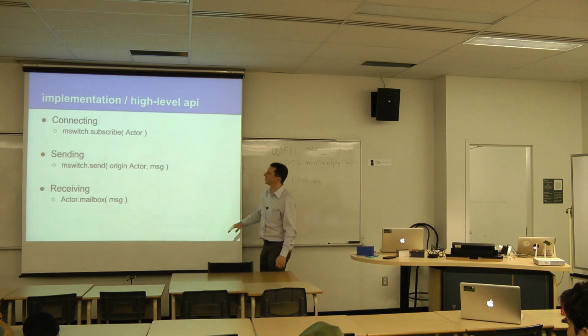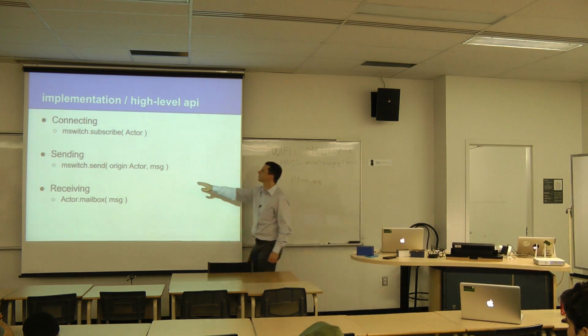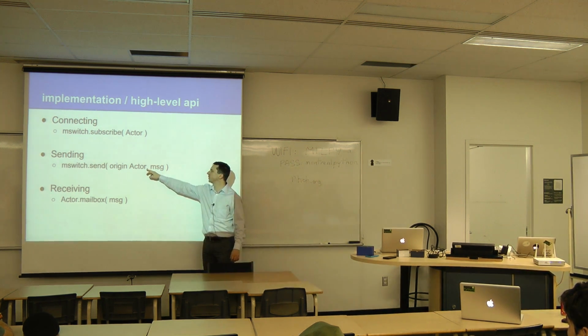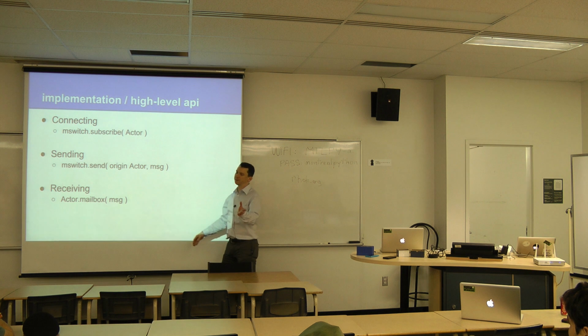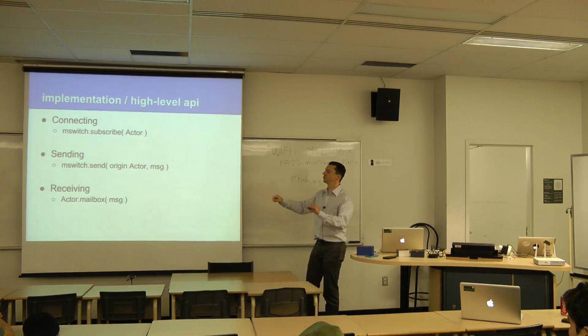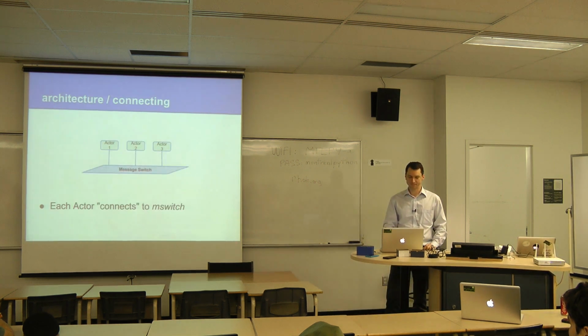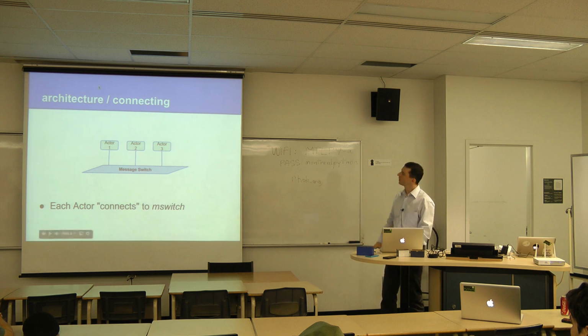And the receiving part: upon subscribing, you pass an actor, which can be a class or whatever, and it has an internal mailbox. Afterwards, when the M switch dispatches a message, it just sends it to the mailbox. So that's a high-level API, and here are some graphics to show the overall concept.